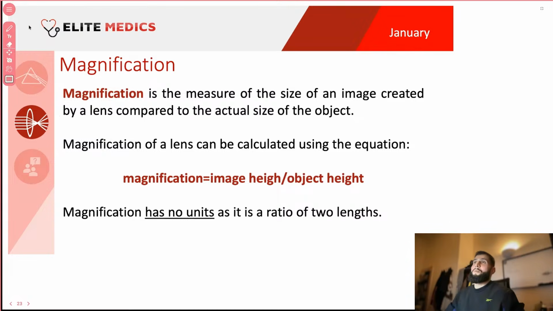Okay. So magnification. When we're thinking magnification, what we're trying to do is change the size of an image by using lenses. So we're changing the size from its actual size. So magnification of a lens can be calculated in a number of ways. Magnification is the image height over the object height. So that's how you want to measure it. So if it's 1 to 1, magnification is going to be 1. It's nothing.